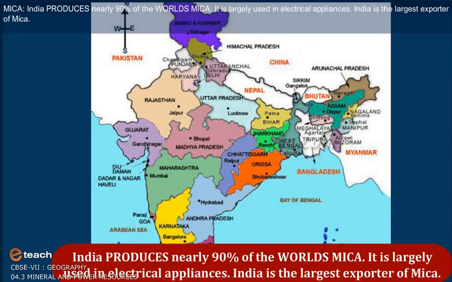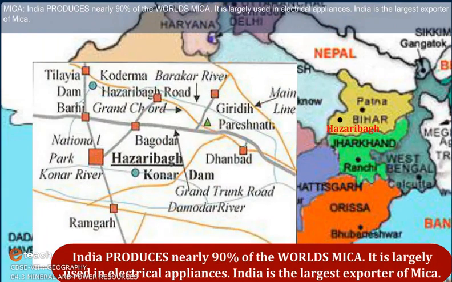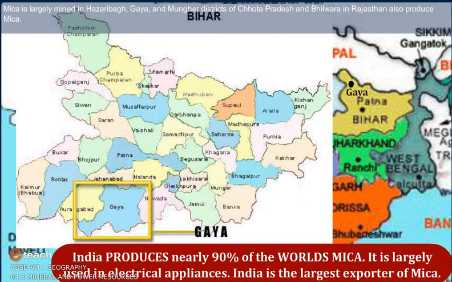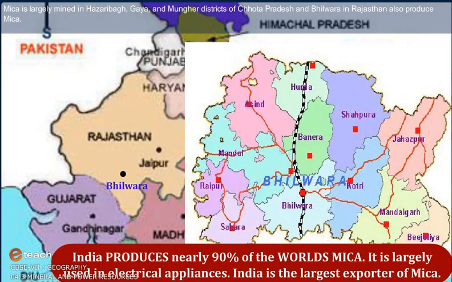Mica. India produces nearly 90% of the world's mica. It is largely used in electrical appliances. India is the largest exporter of mica, largely mined in Hazaribagh, Gaya and Munger districts of Chhota Nagpur and Bhilwara in Rajasthan also produce mica.